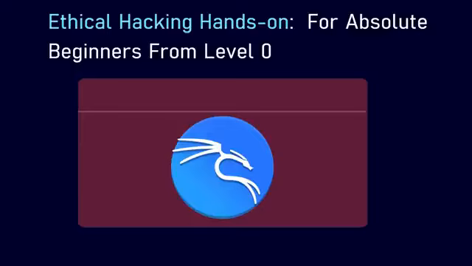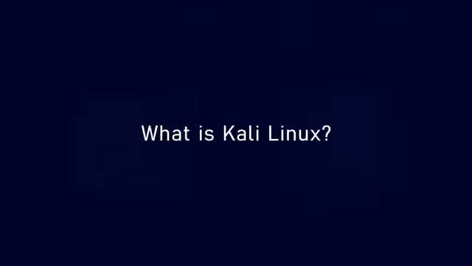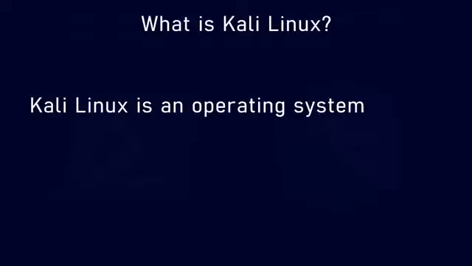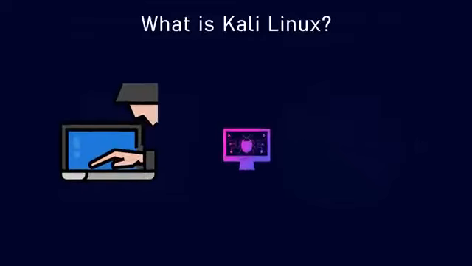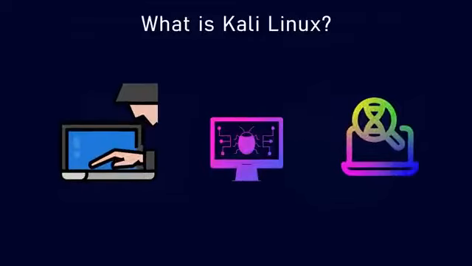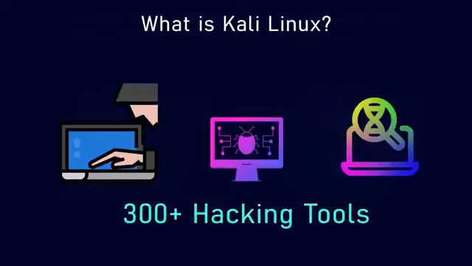Before we dive into the practicals, let me briefly explain what Kali Linux is. Kali Linux is an operating system that is specifically built for penetration testing and cybersecurity tasks. It is widely used for ethical hacking and cybersecurity tasks such as penetration testing, security research, computer forensic, and reverse engineering. It has more than 300 pre-installed hacking and forensic tools. Before we start using all the fancy tools, we need to learn the fundamentals of its command line.